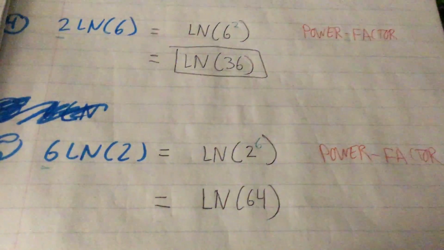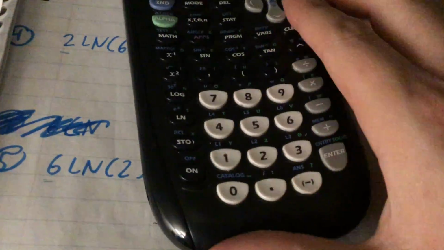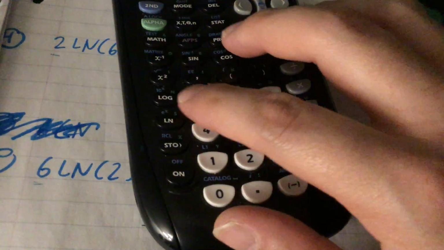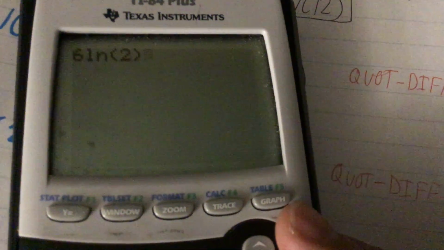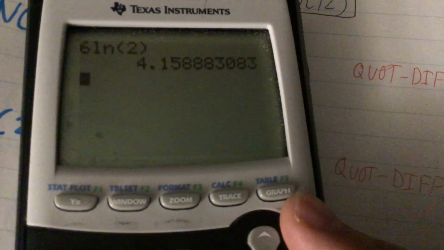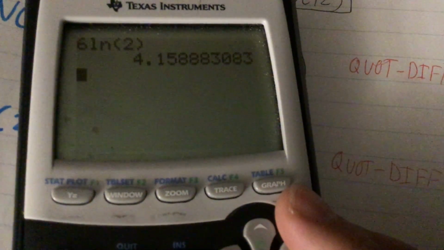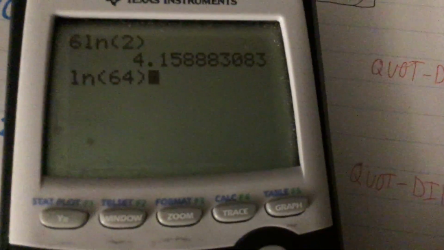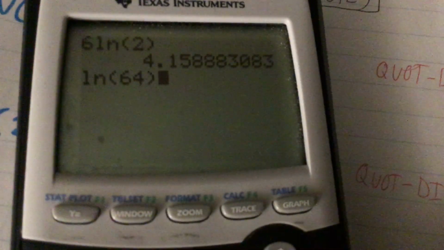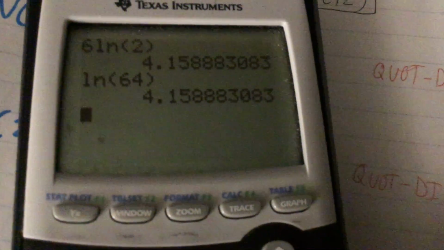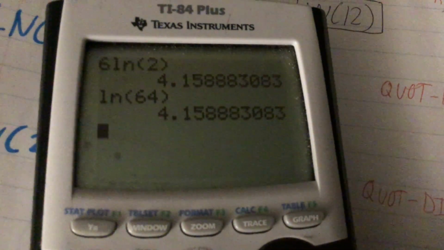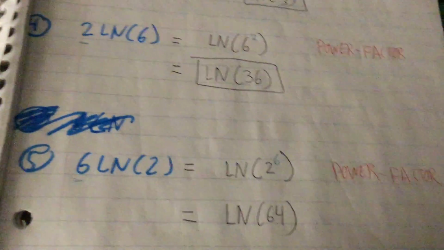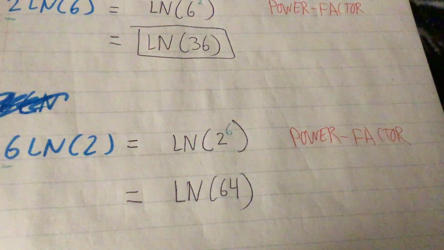Okay, and just to check my work, because I'm always very, very cautious, let's just say I have no idea what 6 times the natural log of 2 is. Because the truth is, I don't. Apparently it's 4.158883083, blah, blah, blah. But let me check the natural log of 64. Is it going to be 4.158883083, blah, blah, blah? It is. I just freestyled a new song for you. You're welcome. But yeah, the power factor rule reigns supreme.